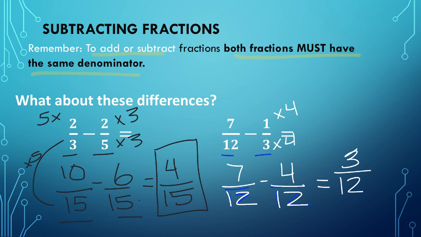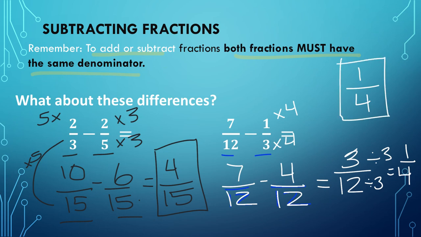Now, it's not simplified. That's not my final answer. So I got to think. Maybe look at my multiplication chart. What number goes into 3 and 12? Well, 3. 3 goes into 12, so we're going to divide each side by 3, the bottom and the top. 3 divided by itself is 1, and 12 divided by 3 is 4. So let me write that up here. 1/4 then is our simplified answer, making sure you are simplifying.